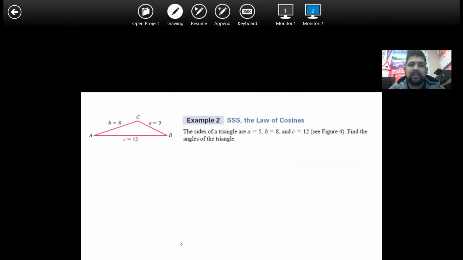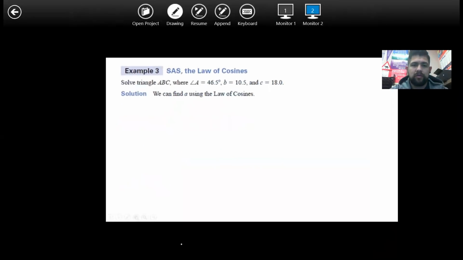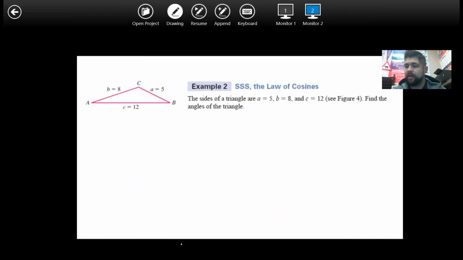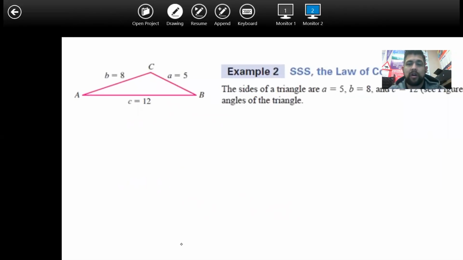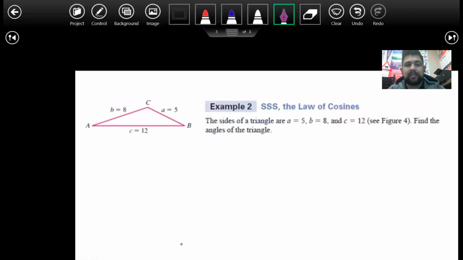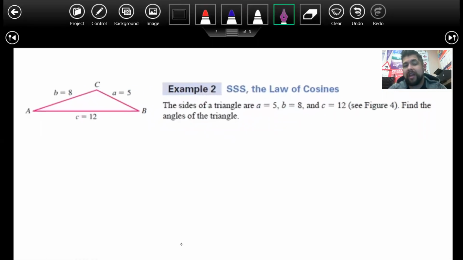Looking at this, it says find the angles of the triangle. In law of sines, we had at least been given a portion of our angles to use, and here we weren't really given any. So we want to use our triangle here, the law of cosines, for a side-side-side case. It's really as simple as choosing one. We're solving for the missing angles. We're definitely going to need to do it at least twice, or you can use law of sines after law of cosines.